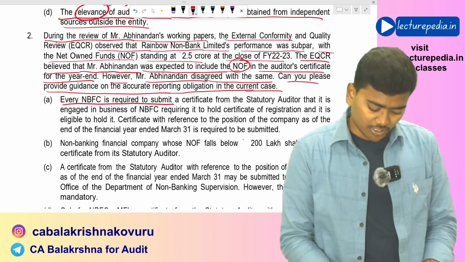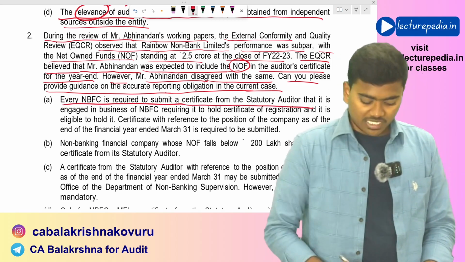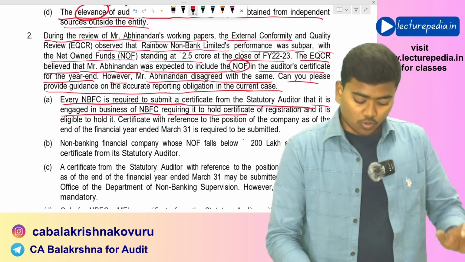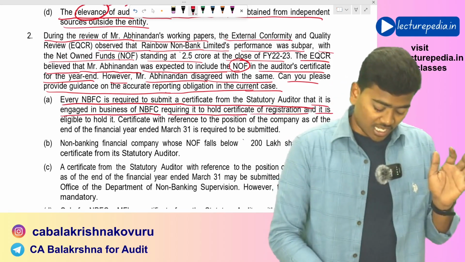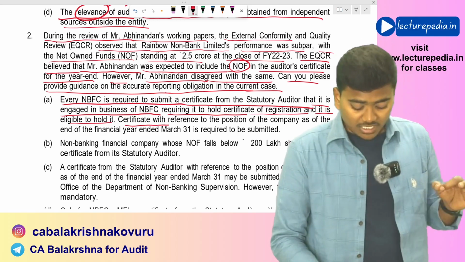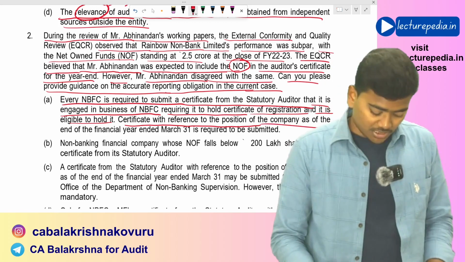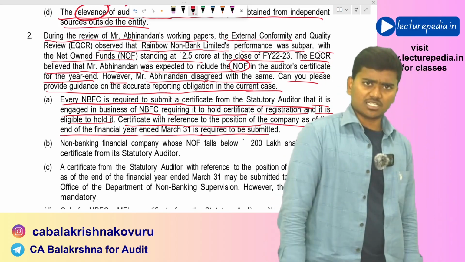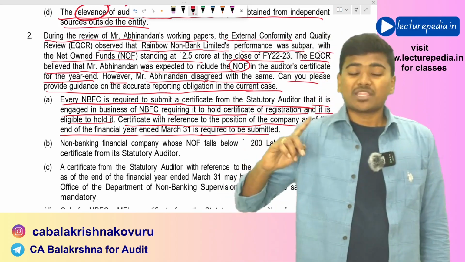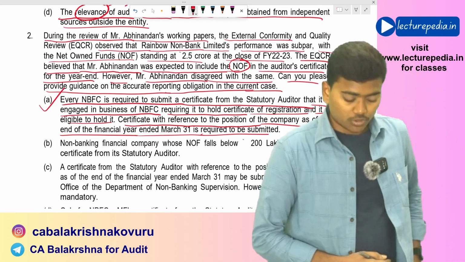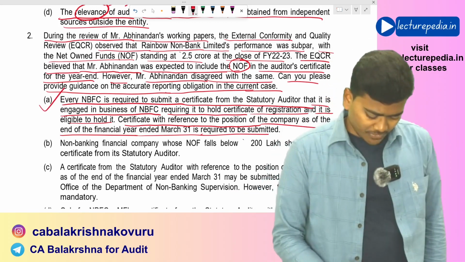Every NBFC is required to submit a certificate from the statutory auditor that it is engaged in the business of NBFC, requiring it to hold a certificate of registration, and it is eligible to hold it. Yes, such a certificate is required from the auditor every year. Certificate with respect to the position of the company as of the end of the financial year ended 31st March is required to be submitted. Yes, it is required to be submitted for every year, for the year end 31st March 2023. Option A looks good. Let us also read the other options.